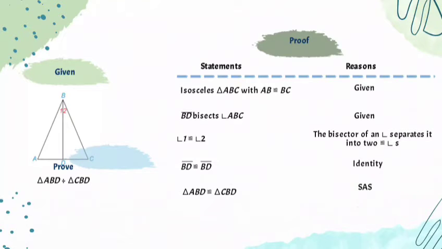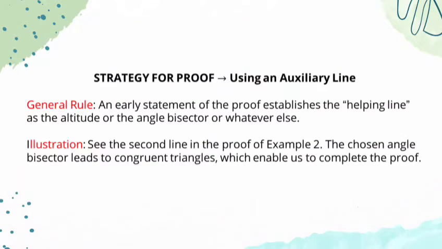In Example 2, an auxiliary segment is needed. As you study the proof, note the uniqueness of the segment and its justification, the reason, in the proof. Strategy for proof using an auxiliary line. General rule: an early statement of the proof establishes the helping line as the altitude or the angle bisector or whatever else. Illustration: see the second line in the proof of Example 2. The chosen angle bisector leads to congruent triangles, which enables us to complete the proof.